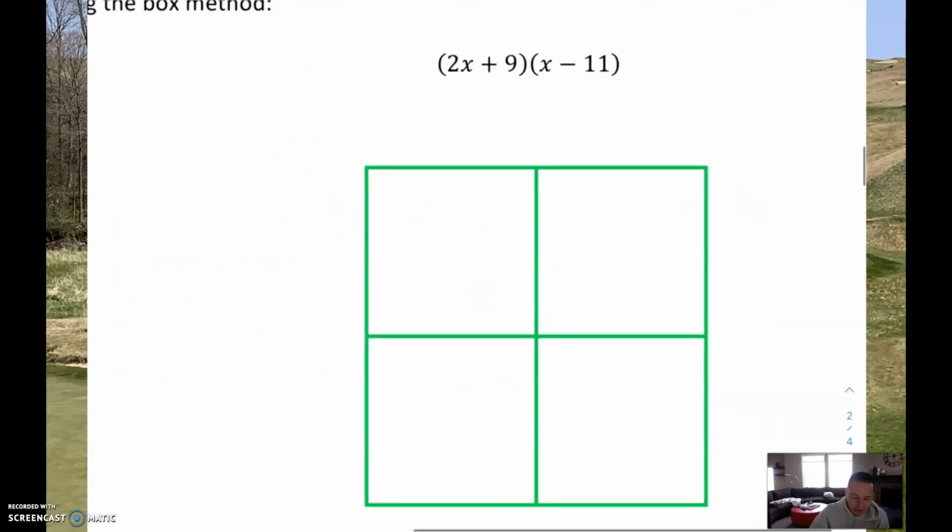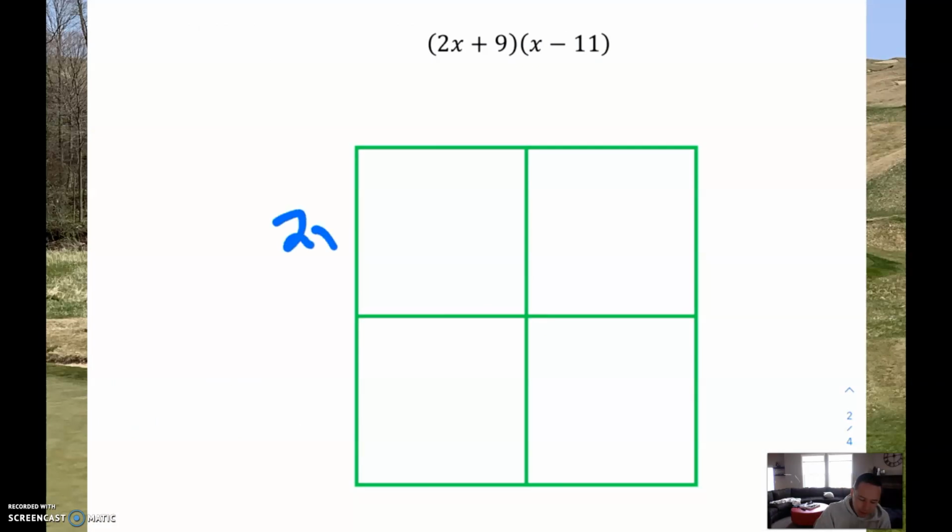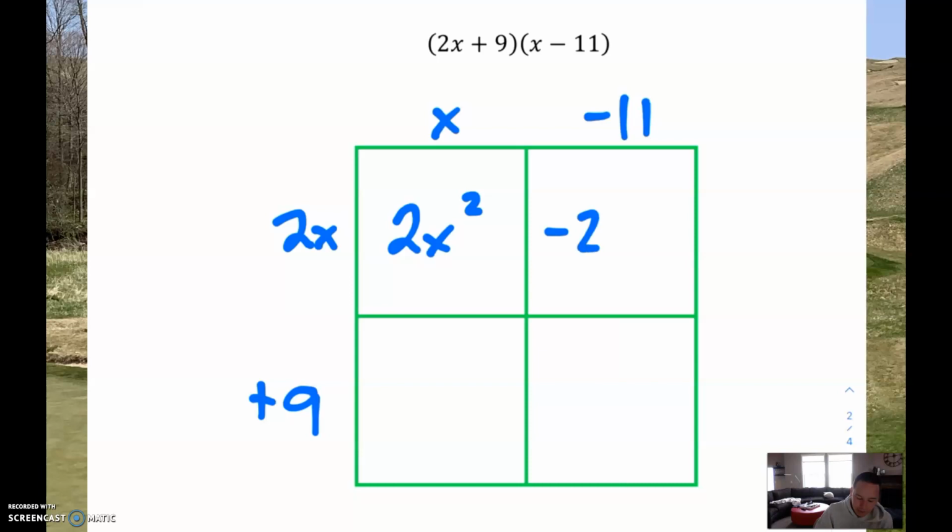All right, one more together. On the left side, we're going to throw the 2x plus 9 down there. And across the top, we will have x minus 11. And we're going to take 2x times x, and that gives us 2x squared. Then we're going to take 2x times negative 11. That's a minus 22x. Then we have a 9 times x. That's just a 9x. And a positive 9 times a minus 11 gives you minus 99.